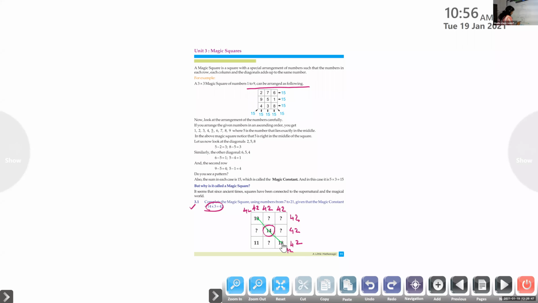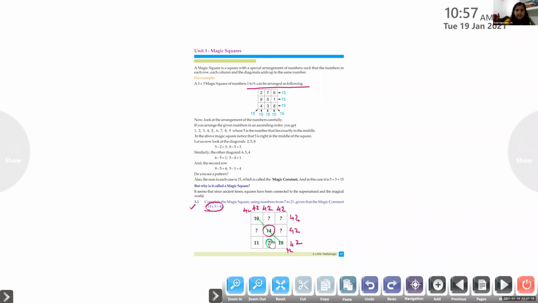Now just check this one. What is this one? Can you find out? Easy, no? You can add 11 and 18 and subtract from 42. What will be the answer? 13. Check. Total is 42. 11 plus 18.